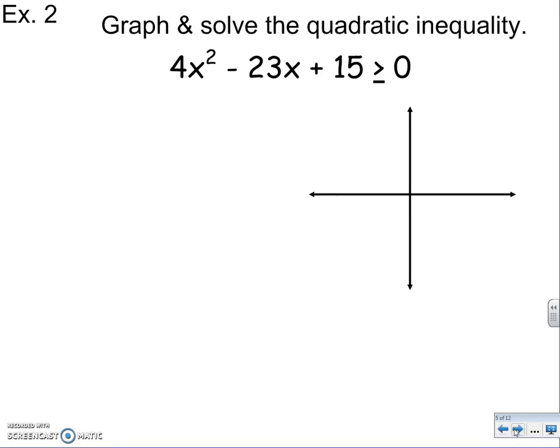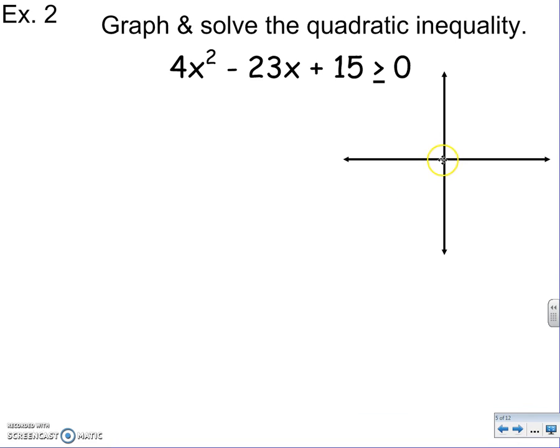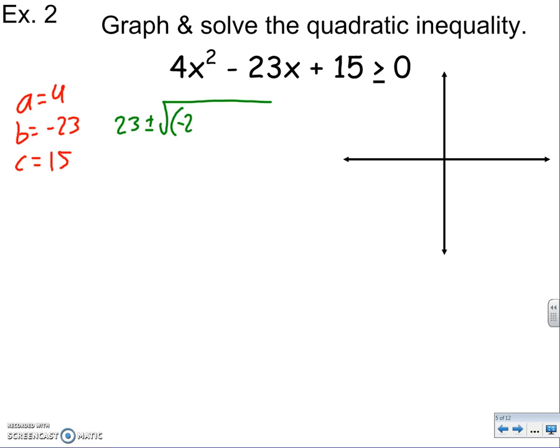Next one, same idea. Graph and solve, and let's give myself some more space by moving this. All right, this one's standard form for us already, so just go straight to it. A equals 4, B equals negative 23, C equals 15. Plug into the formula. Negative b plus or minus square root b squared in parentheses minus 4 times a times c all over 2 times a.